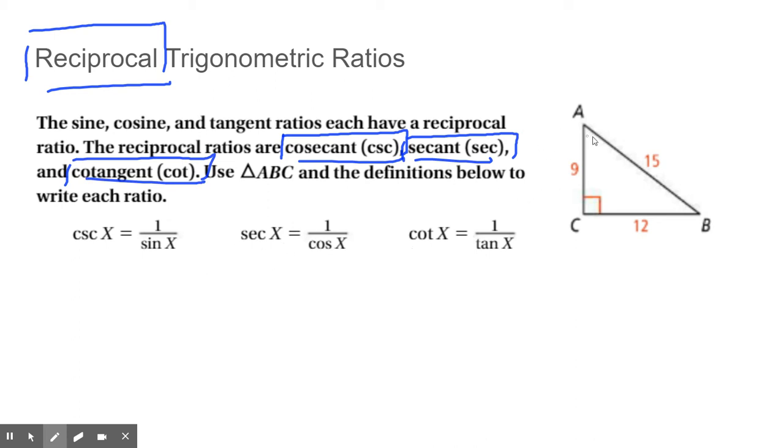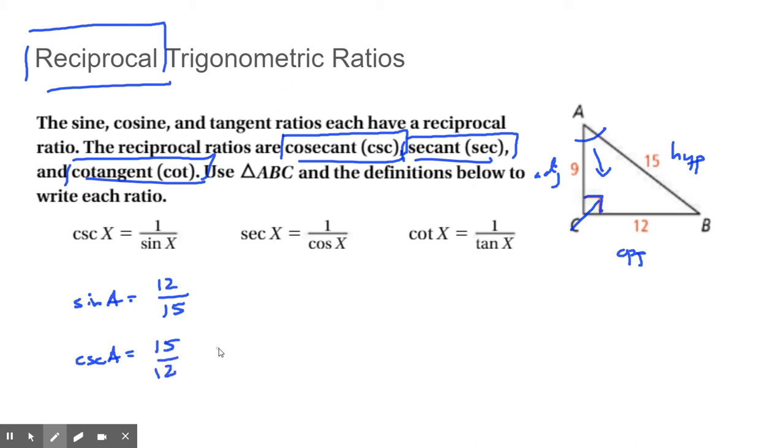So let us focus on angle A here. From angle A, 12 is your opposite. The right angle points to 15, which is your hypotenuse. And that makes 9 your adjacent. So what would be the sine of A? Well, the sine of A would be opposite 12 over hypotenuse 15. But the cosecant of A would be the reciprocal of this, 15 over 12.